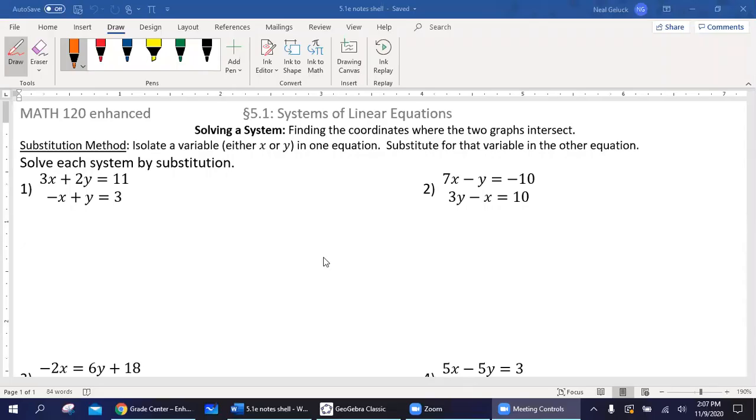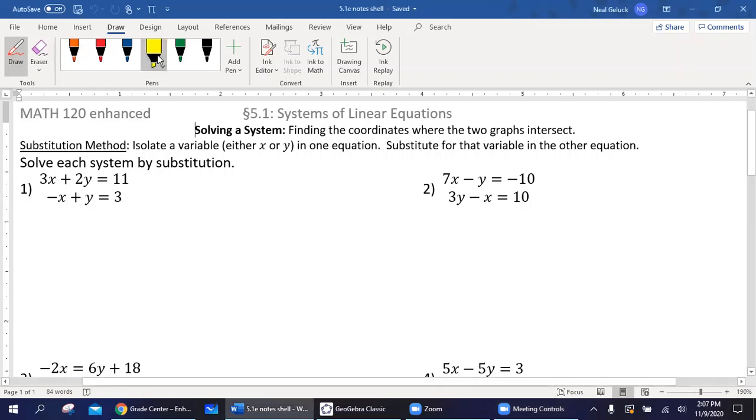Section 5.1 should be a review, some stuff that you have seen. We're going to do substitution and elimination to solve a system of equations. Before we get into it though, just to let you know, when we're solving a system, we're finding where the two graphs hit each other. So that gives us a little bit of a feel for what it is we're doing. And you'll see on some of these, I'll show you the graphs.